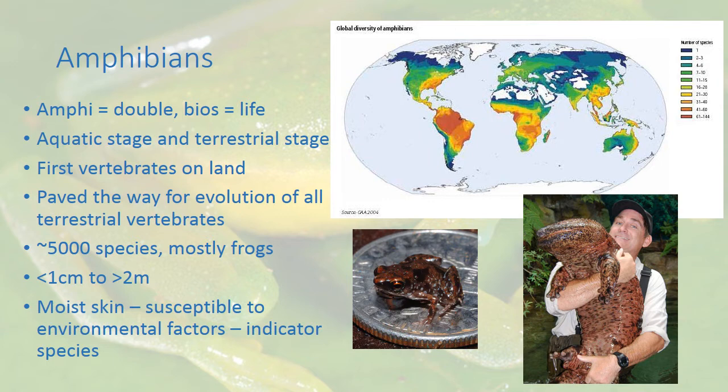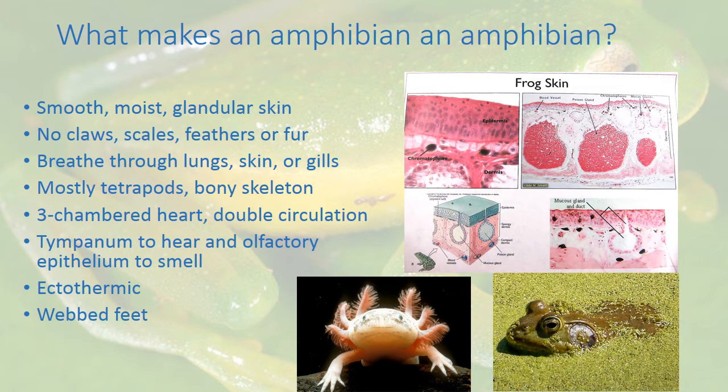Amphibians have moist skin, and as we talked about earlier, that's a way for them to breathe in many species, but that also makes them susceptible to environmental factors because lots of different chemicals can diffuse across their skin. For that reason amphibians often serve as indicator species because they're often affected earlier than other vertebrates by certain environmental factors. So what makes an amphibian an amphibian?